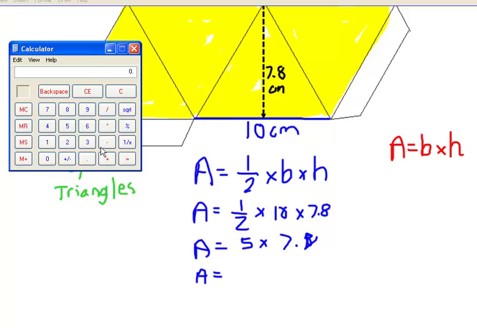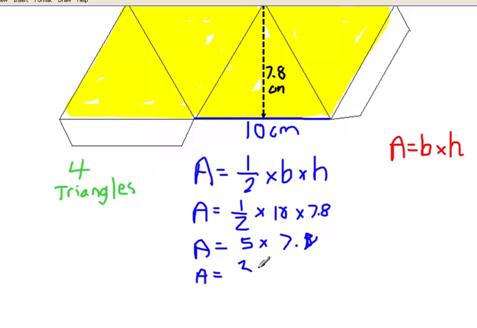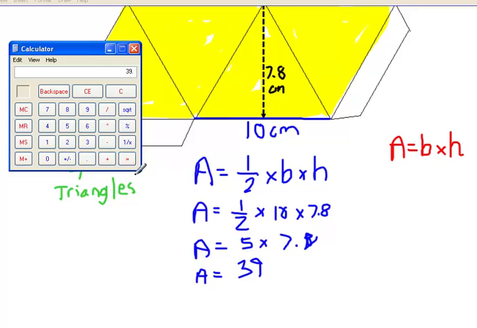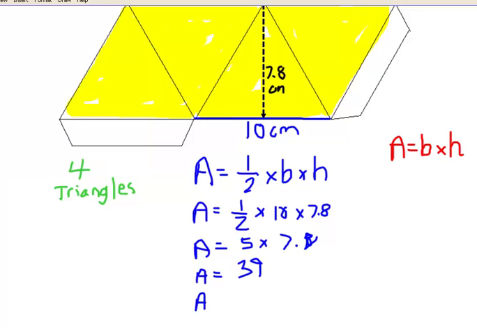Now, if you have a calculator, sometimes that comes in handy. 7 8/10 times 5, and we get 39. Now remember, we have 4 triangles that are like that. So if we take the 39 and multiply it by 4, that'll be the surface area of the entire figure, which is 156 square centimeters.